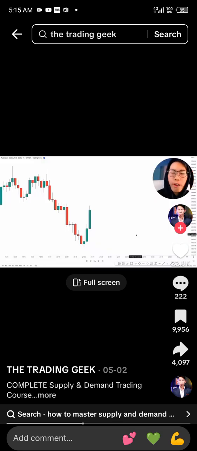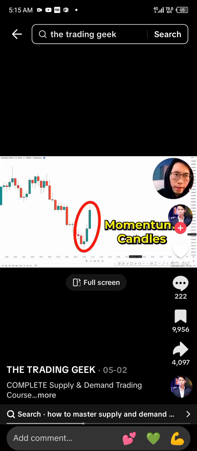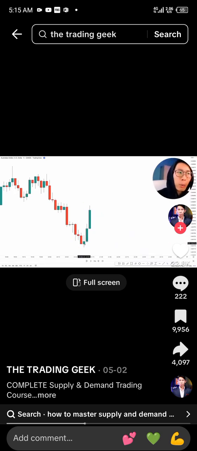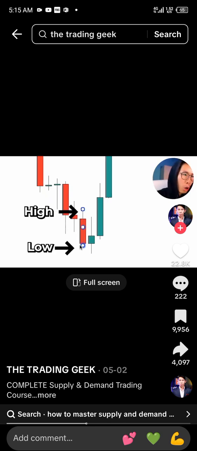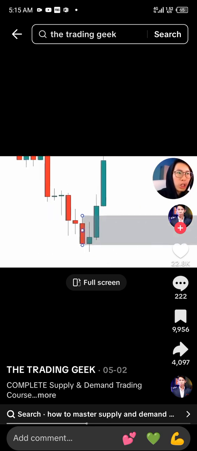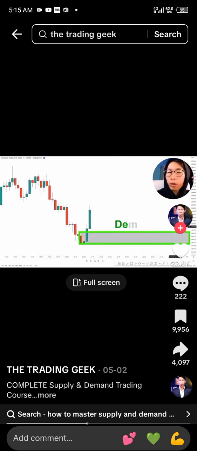So right here, I have spotted 3 green momentum candles, which means that the demand zone is somewhere right around here. After I spotted these 3 momentum candles, I'll be looking at the previous candle before this up move was formed, which is this red candle right here. So I will take my box tool and mark from the high all the way down to the low and drag it to the right just like this. So this is your demand zone.